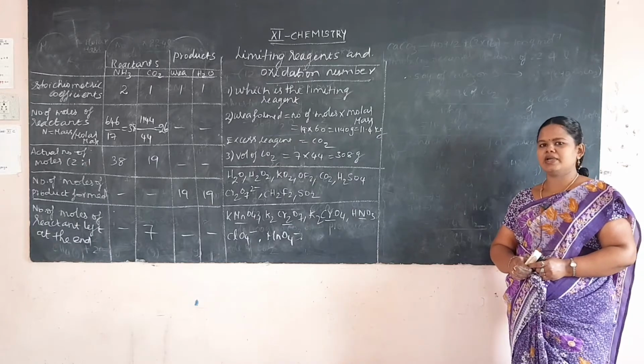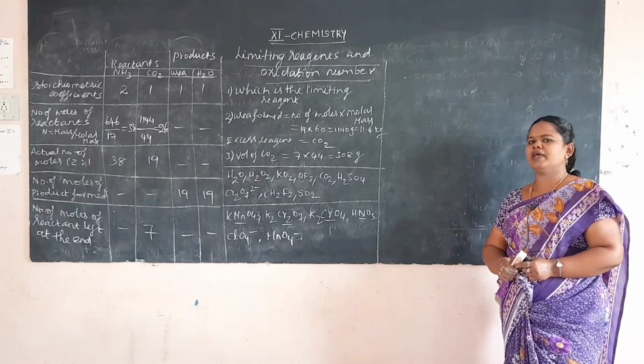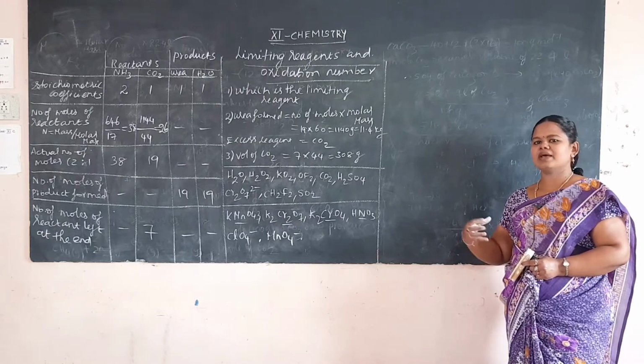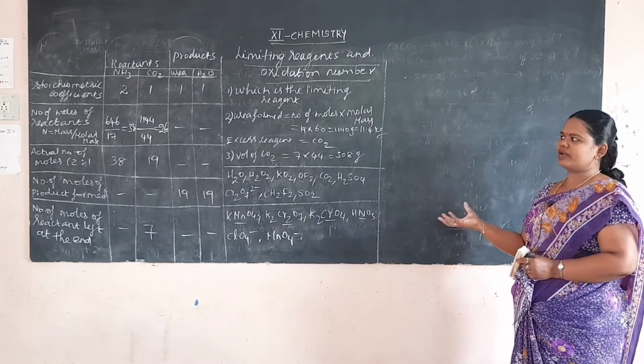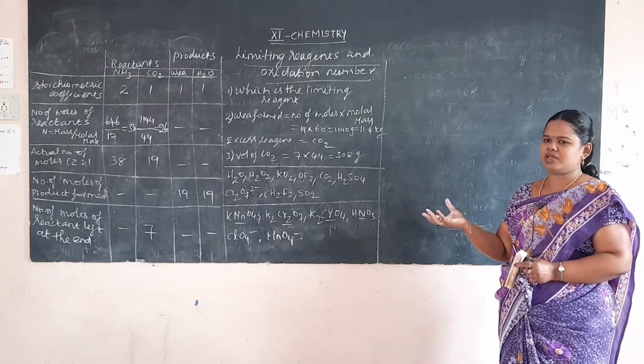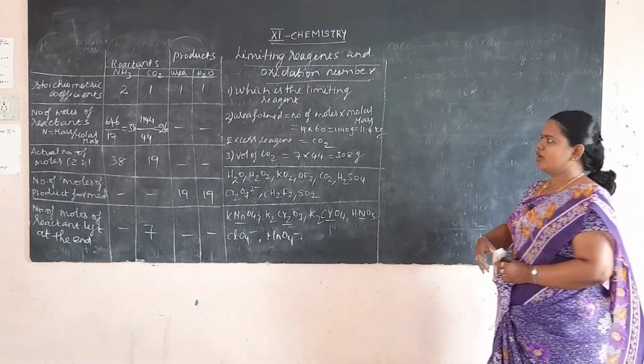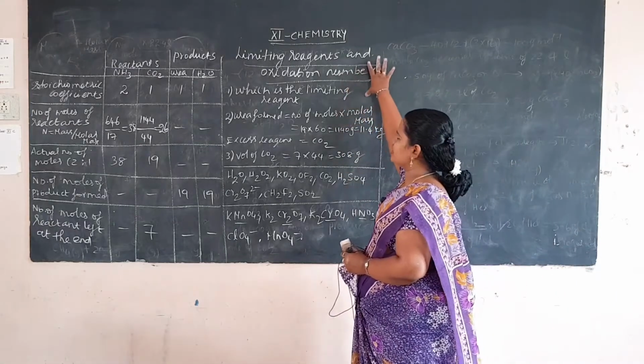You must understand. You must practice at home every day. Then only you can learn all the basic concepts in chemistry. So this lesson is nothing but the basic concepts. Not complicated concepts, basic concepts in chemistry. Now we'll see the limiting reagents and oxidation number.